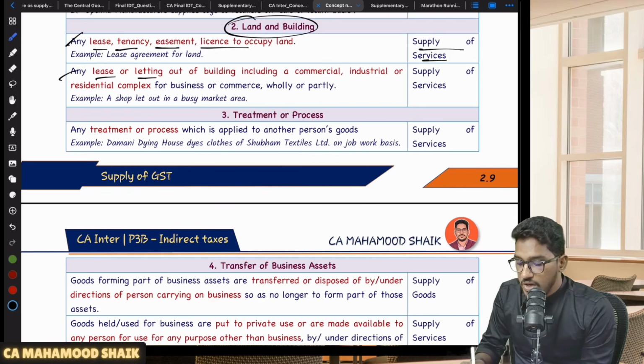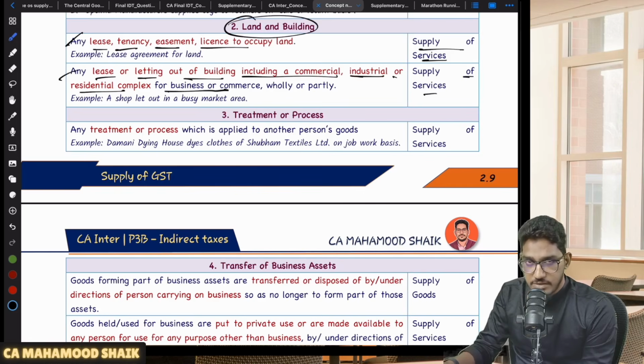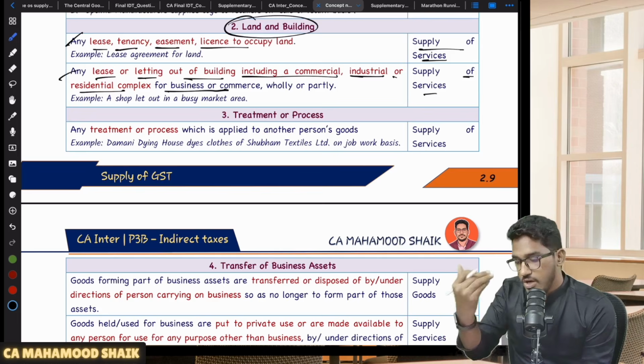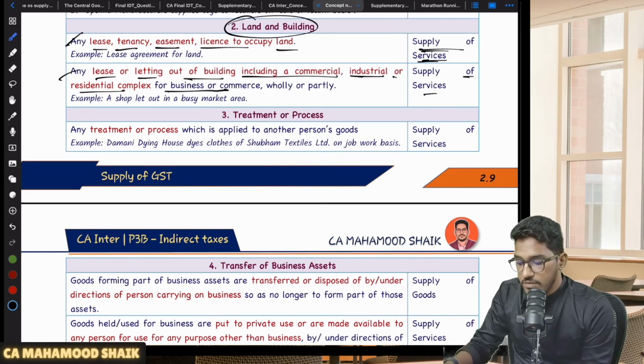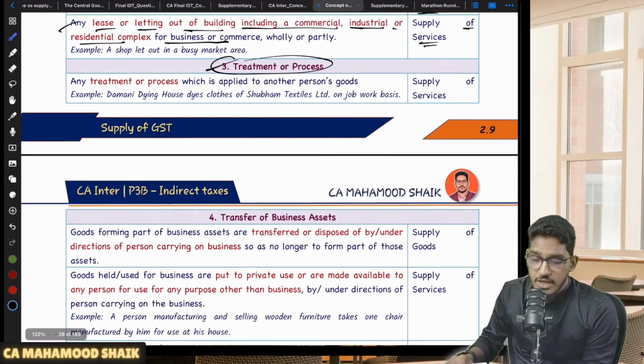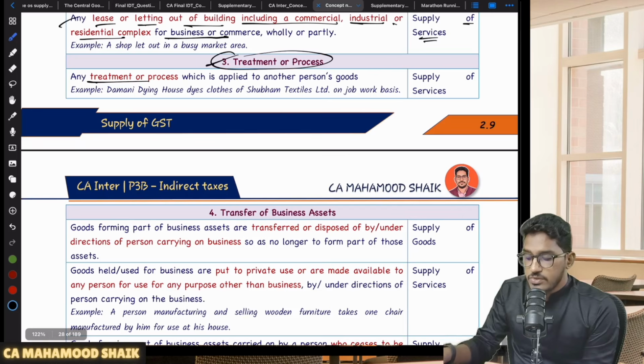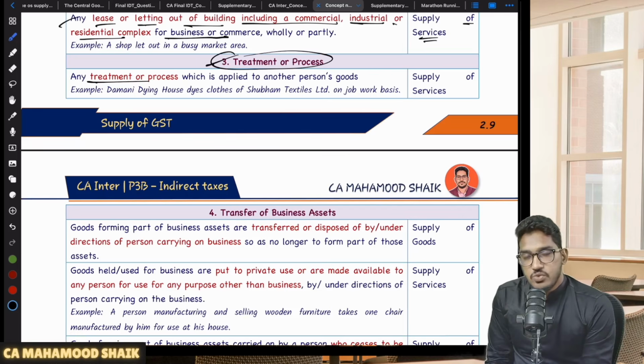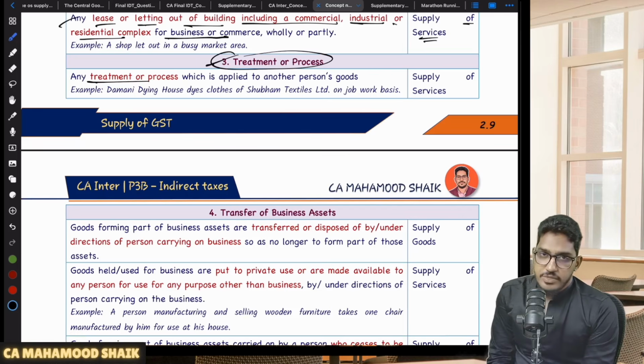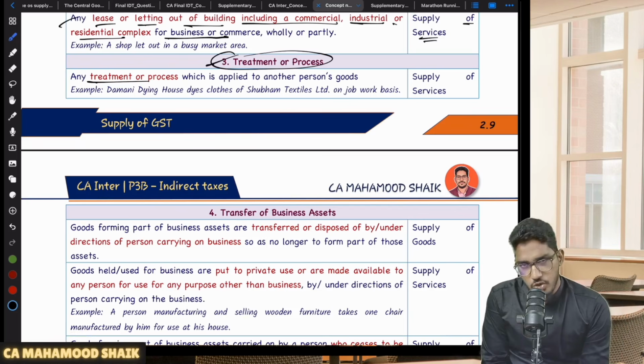Similarly, any lease or letting out of a building, including a commercial, industrial or residential complex for business or commerce, that is also supply of service. If you are giving a building on lease or giving land on lease, it will always be treated as supply of services. Then this is important. Any treatment or process which is applied to another person's goods will always be treated as supply of services. Here they are mainly talking about job work.